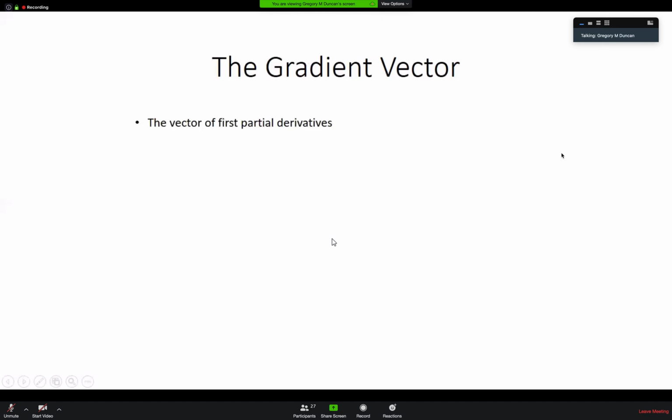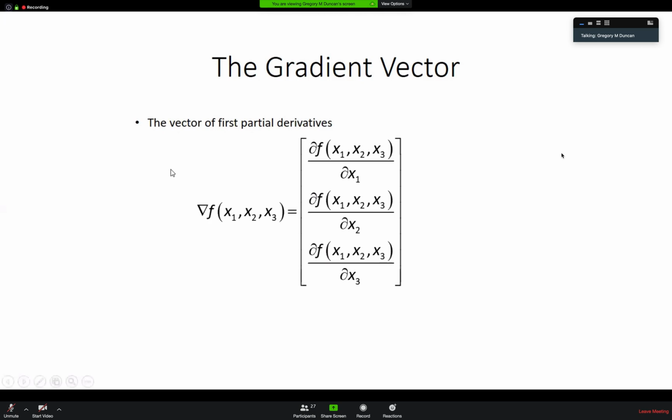Now, what I do need to talk about is the gradient vector. So here's the partial derivative with respect to x1, x2, x3, and we put them into a vector, and that is called the gradient. And the gradient is going to be incredibly important in this class when we talk about optimization.